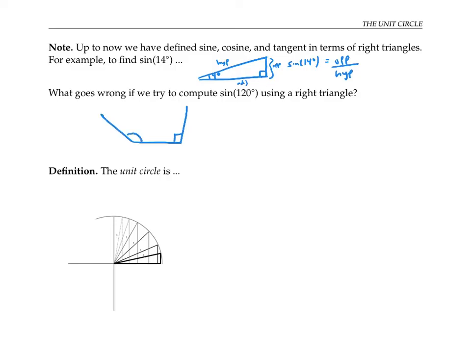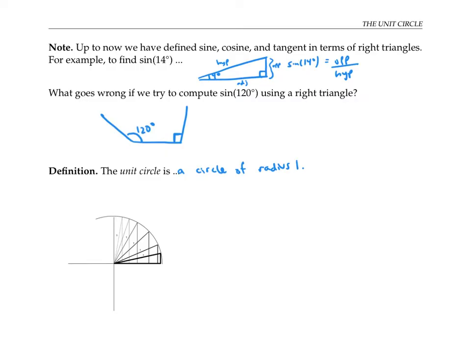When we draw this 120 degree angle and this right angle, there's no way to complete this picture to get a right triangle. So instead, we're going to use a unit circle, that is, a circle of radius 1. The figure below illustrates how right triangles and the unit circle are related. If you draw right triangles with hypotenuse 1, with larger and larger angles, then the top vertex sweeps out part of a unit circle.